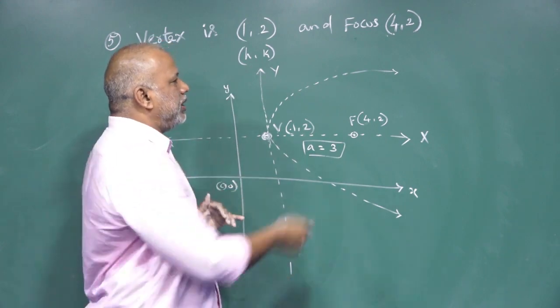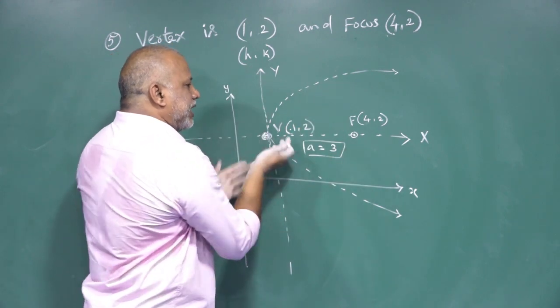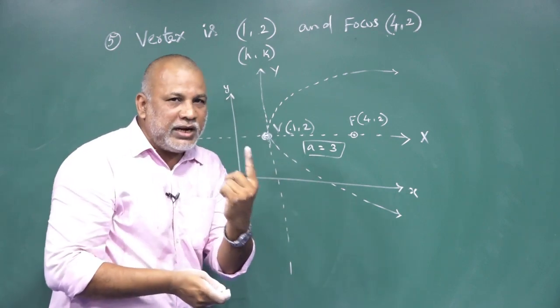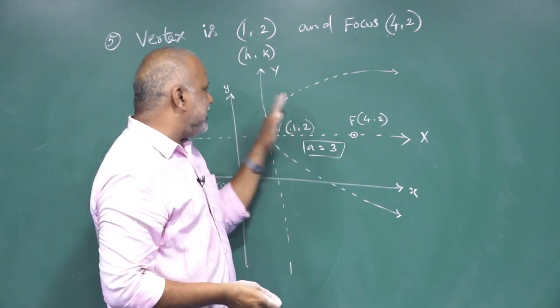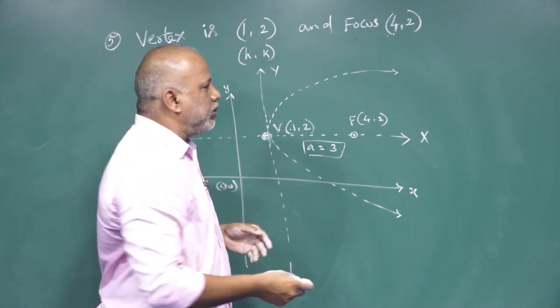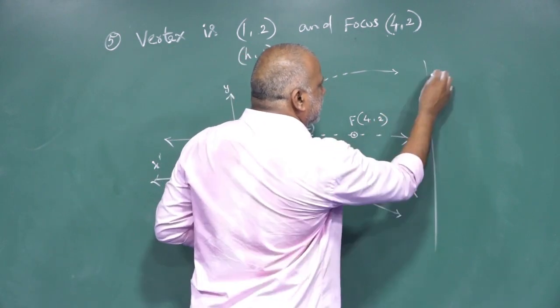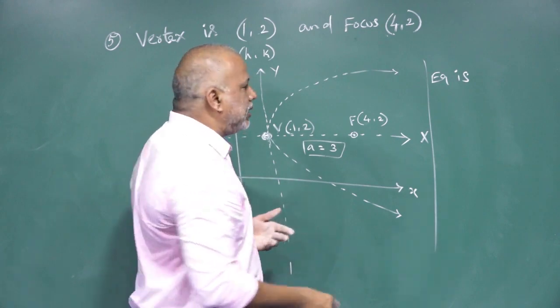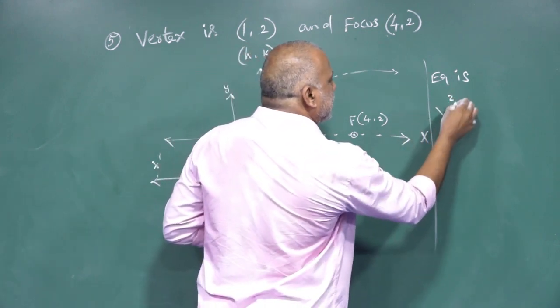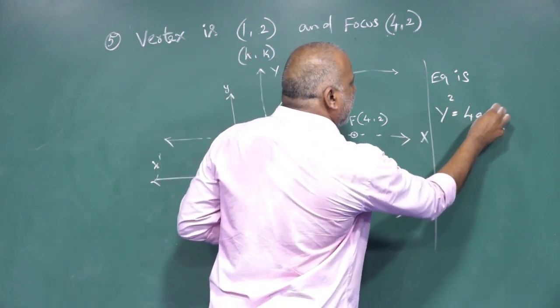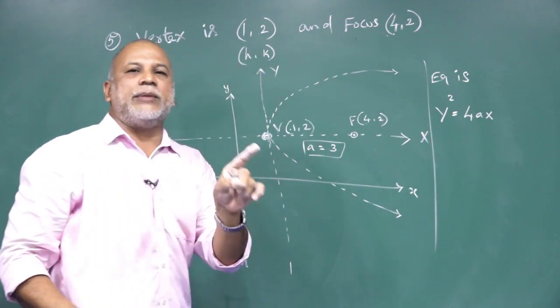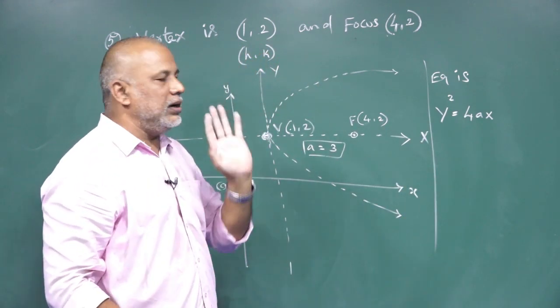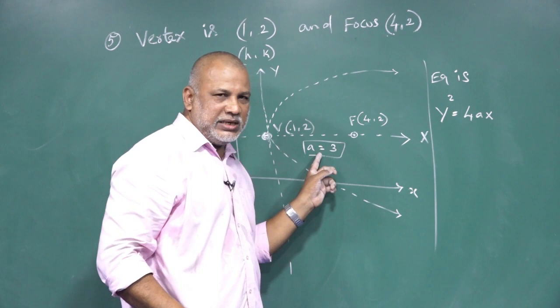How are we able to work it out? From this capital X and capital Y, this parabola belongs to which type? Type number 1. What is the type number 1 equation? What is the formula for type number 1? Capital Y squared equal to 4AX. Use capital X and capital Y, that's all. Here A we already worked out as 3.